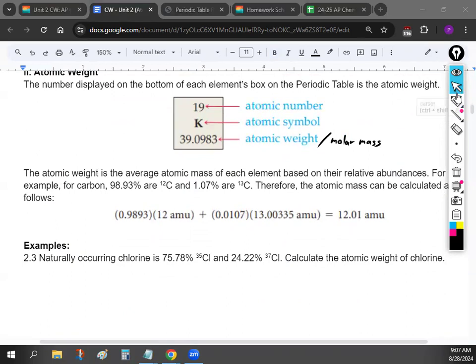Now, atoms are super small, so we can't put them on a scale to figure out how heavy they are. Just like how we use things like pounds, right? We use 10 pounds, 5 kilograms, 13 ounces. To talk about weighing atoms, we use something called AMU, atomic mass units. You don't need to memorize that. Just remember when you see AMU, it's talking about weighing individual elements. Okay, so let's talk about the number at the very bottom. If you notice, this number at the bottom is usually going to have some decimals following it, right?